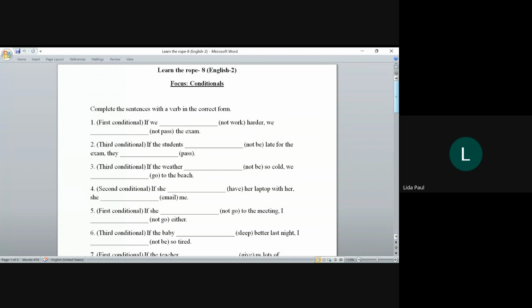So others, do you get why we write we do not work or we don't work harder? We won't pass the exam. How did we derive this verb? Is this clear to you? You're going to use the simple present and simple future, right? That's how you present the first conditional, the tense condition. Understood? Any question? Others?